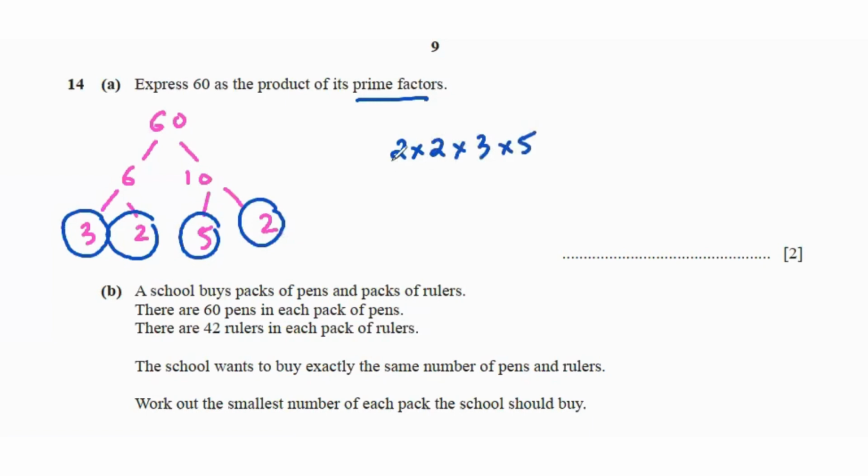Now, whenever the same number is repeated, you write it as an index. So 2 times 2 becomes 2 squared, and 3 and 5 come as they are.